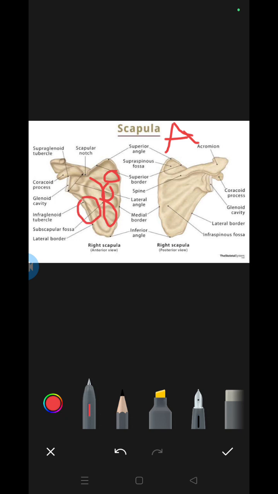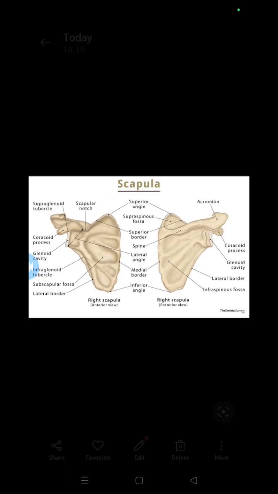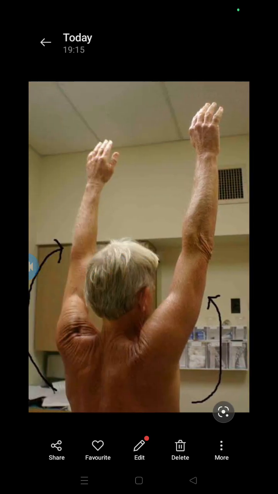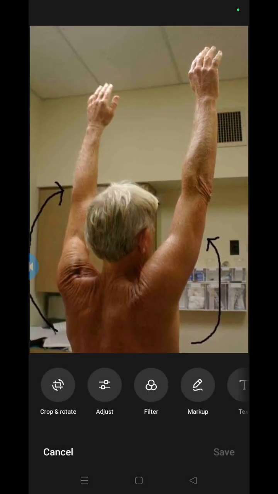This part of the bone is almost rod-like. It acts as a lever for the action of the serratus anterior in overhead abduction of the arm. Lever means it acts like a pulley. Serratus anterior is attached here, seen in the posterior view. Overhead abduction means this movement, in this direction.